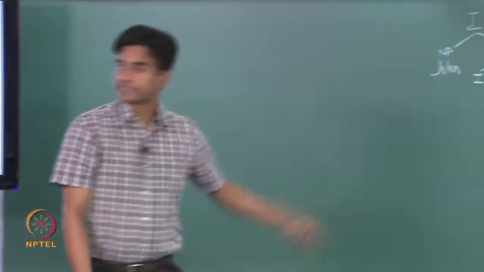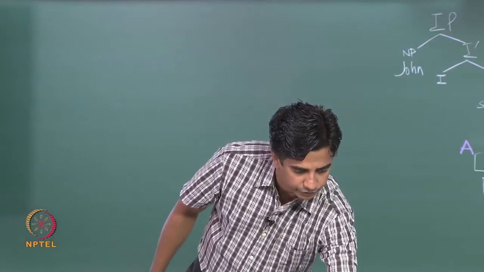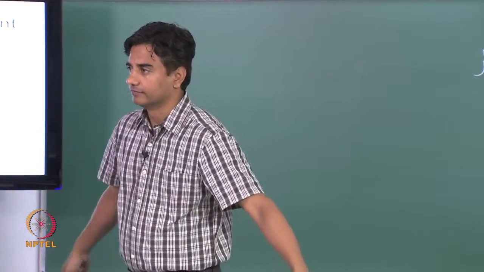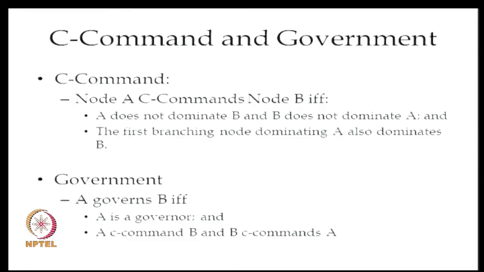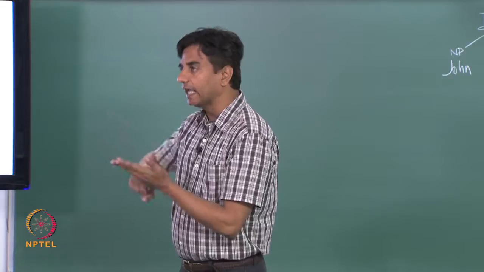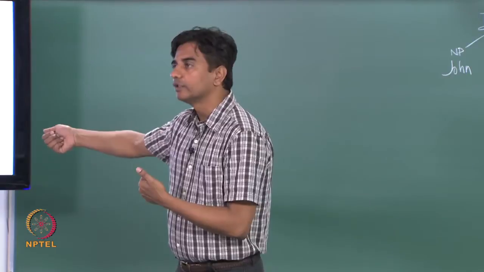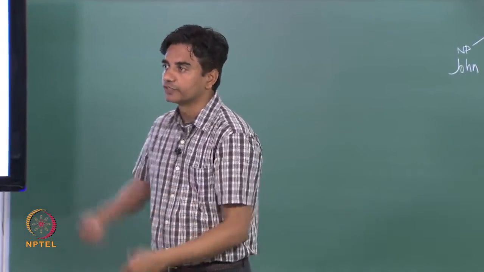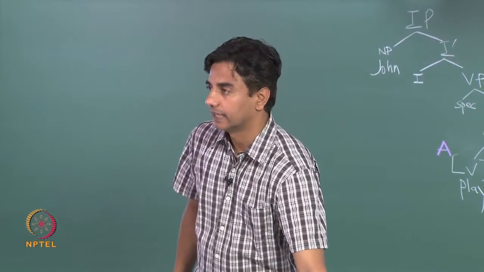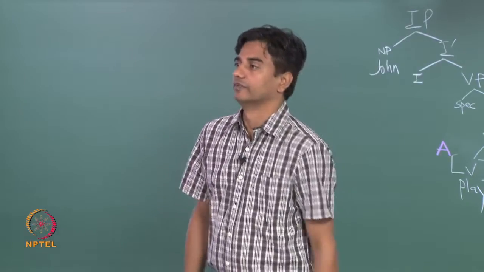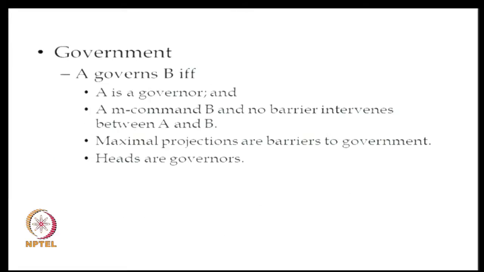That means A governs B? No, right? A governs B? Yes. That means, hold on. This is why I said we need to restrict this further. See, what you are saying is, according to the definition of C-command, it is okay. But in order to say A governs B, both the conditions are not meeting. That is what your question is. For that, we need to redefine the notion of government. And this is why I am giving you this one. And I have one more restricted definition of government.